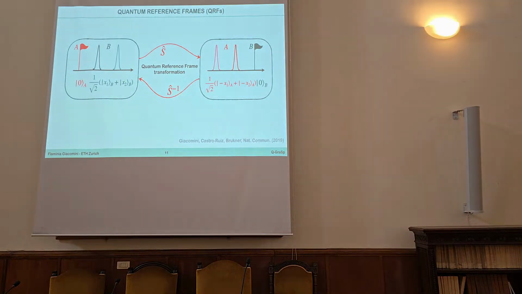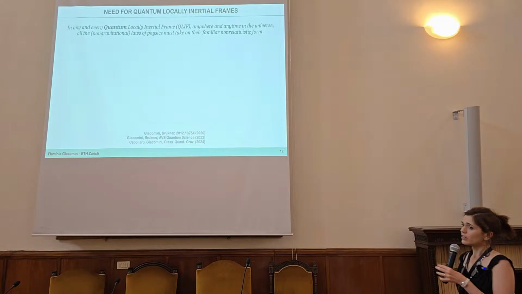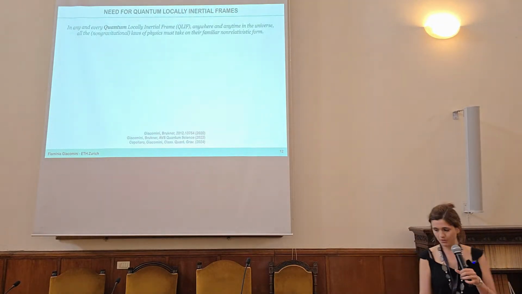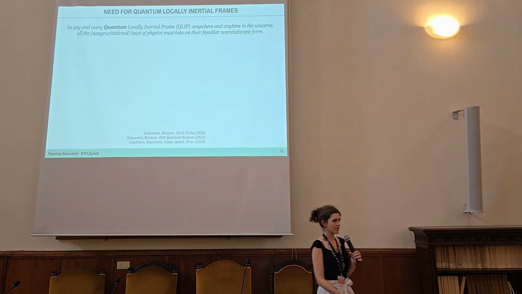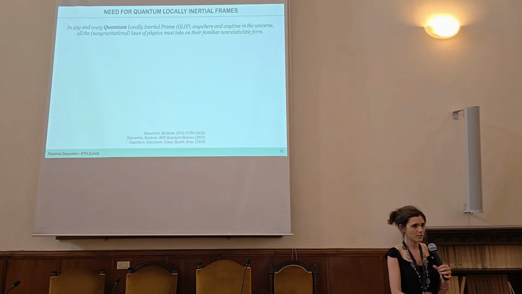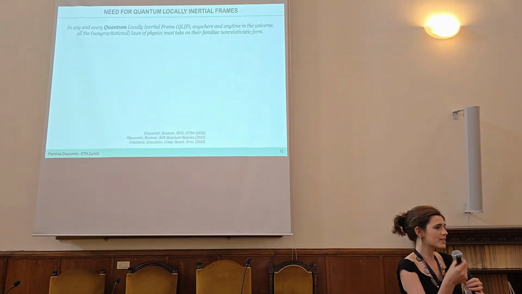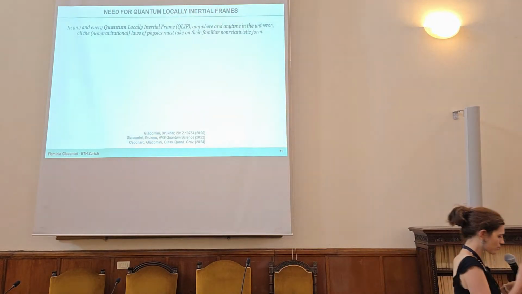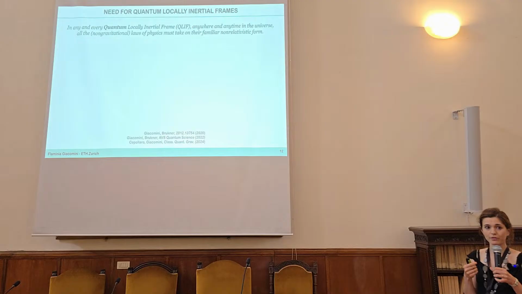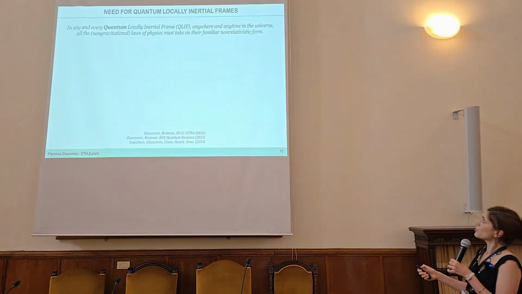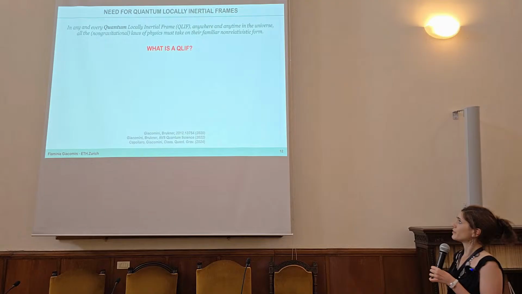Okay, so this is basically everything that I need for the following. Now let us move to the statement of the quantum Einstein equivalence principle, and basically the core of the generalization is the introduction of the notion of a quantum locally inertial frame instead of the locally inertial frame that we had before. And so what is a quantum locally inertial frame?